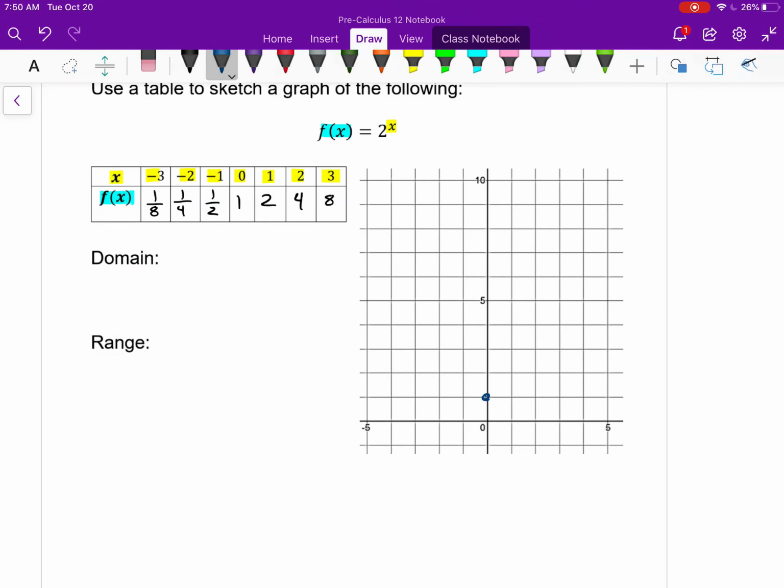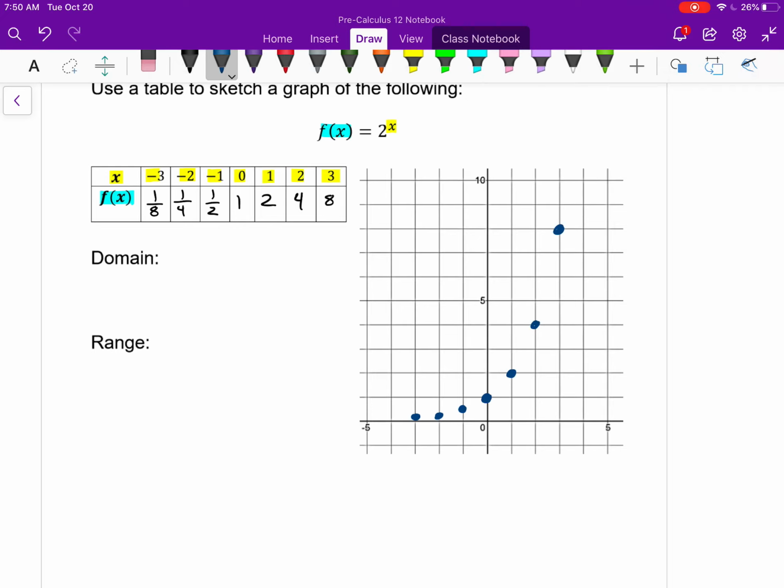So I'll start with when x is 0, y is 1. When x is 1, y is 2, 4, 8. And then the negative. When x is negative 1, y is a half, and then a quarter, and then an eighth. And at this point, it's getting tough for me to be much more accurate than that.